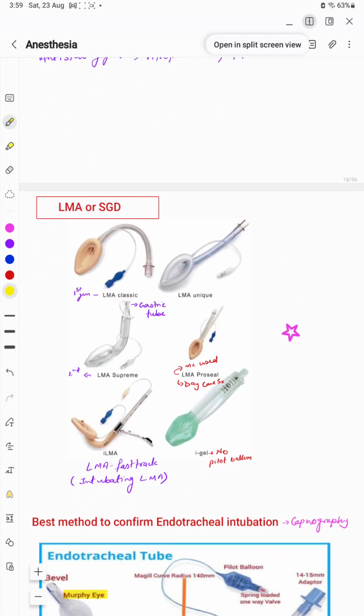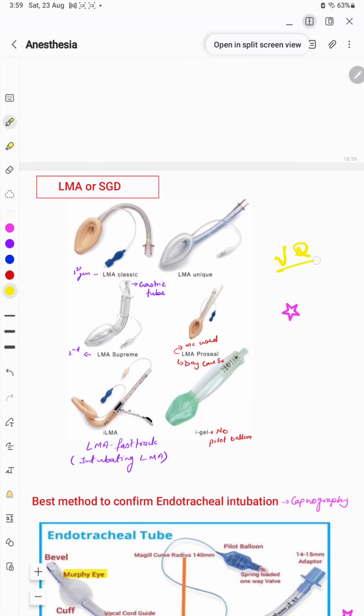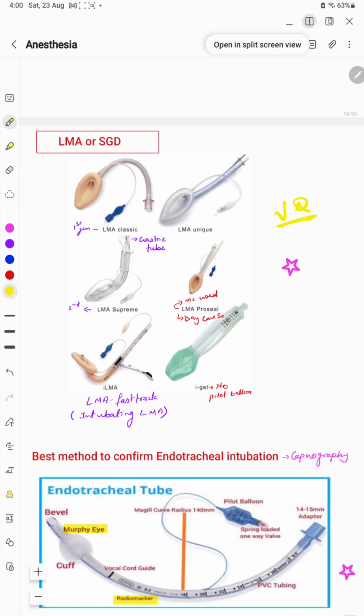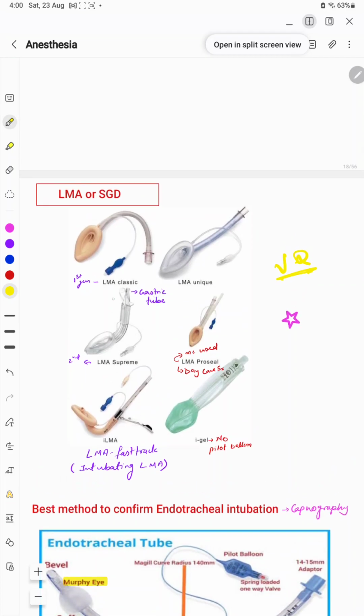Now this is an important topic, and VQ means visual questions, which you need to remember. In VQ, you can see the different LMA and supraglottic devices, or laryngeal mask airways. This is the first generation. In the first generation, you can see the LMA Classic has 2 tubes, one big and one small. The difference between the first generation and this classic one: in this you see silicone.